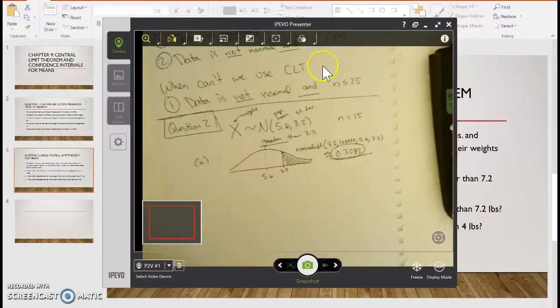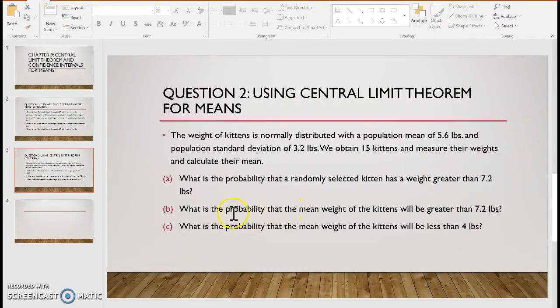Now, if we go to part B, what are they asking us to do? Part B says, what is the probability that the mean weight of the kittens, so the 15 kittens that we got, will be greater than 7.2? This is very different from the previous problem. There, we just wanted one kitten to be greater than 7.2. Here we want the mean weight of these 15 kittens to be greater than 7.2. This is a central limit theorem problem.